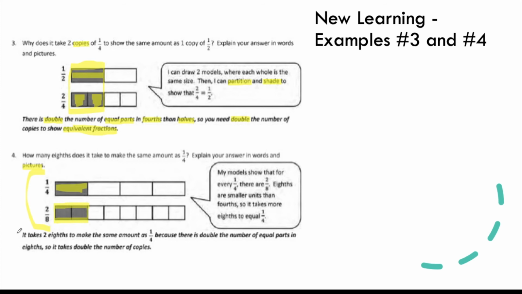Let's take a look at their sentence. It takes 2 eighths to make the same amount as 1/4 because there is double, again, that awesome word, 2 times, the number of equal parts in eighths. So it takes double the number of copies. So again, they're just saying this is double this. You need 2 of the pieces, right? To make the same size. That word double is just a quick way to say 2 times.